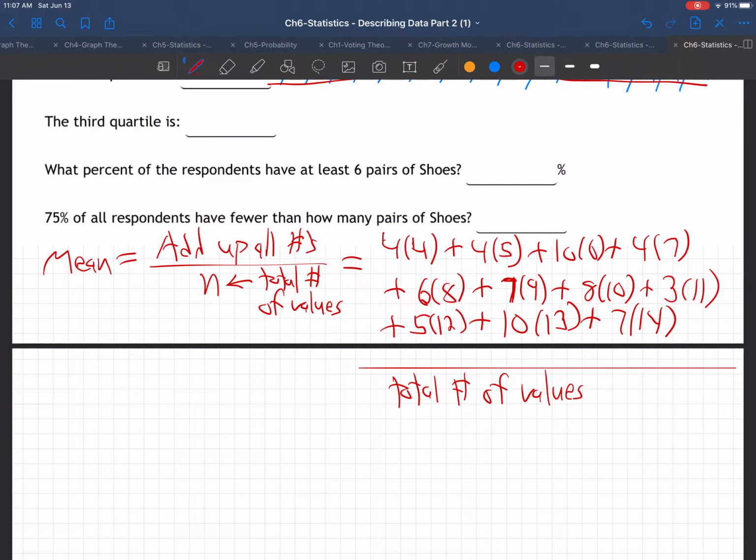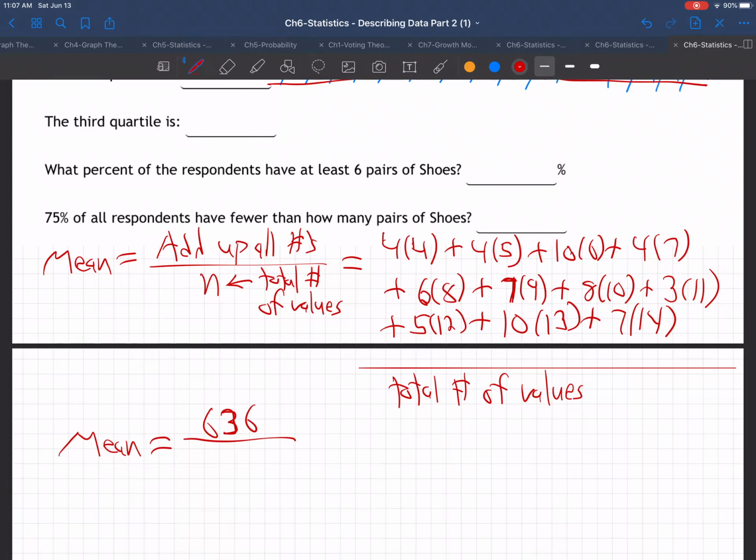So, okay, I'm going to use my calculator, still working on the mean here. I'm going to multiply all those numbers in the top. So 10 here. Okay, I'm getting 636 in the top. So that's all the numbers added up.